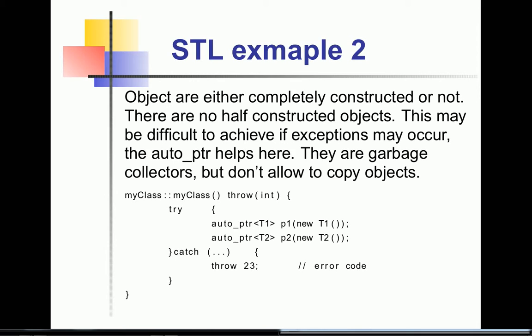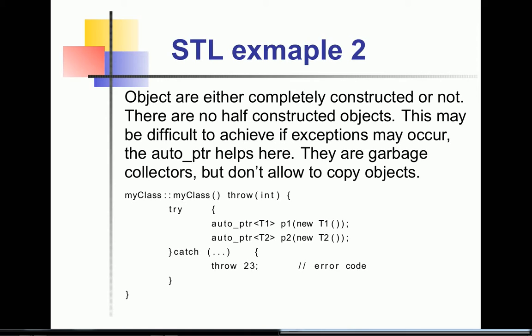A different example for using the STL: objects are either completely constructed or not. There are no half-constructed objects, which means it is maybe difficult to achieve if exceptions may occur. So the auto pointer helps there.